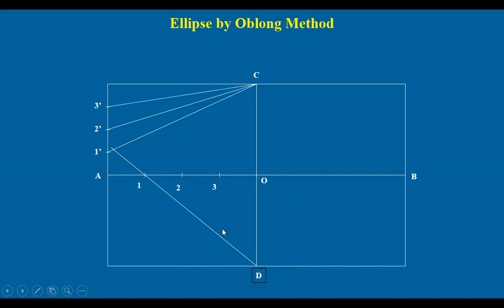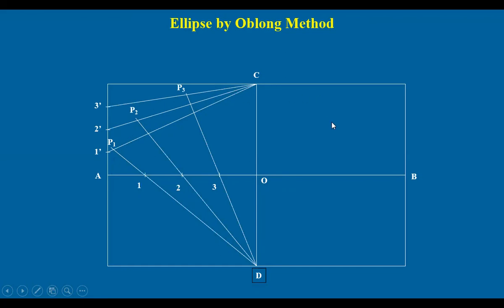Okay. D1 is extended up to this first line. Similarly, we get an intersection point here, right? Similarly, D2 extends up to the second line, D3 up to the third line. We get 3 intersection points here like this. Okay, all these 3 points are on the elliptical curve.